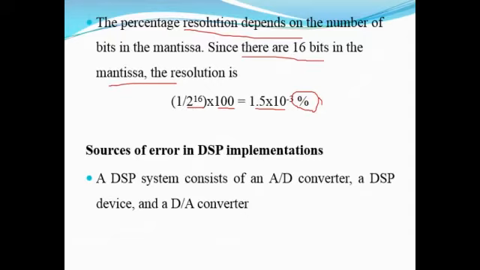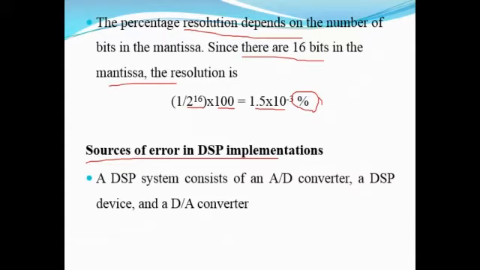Now coming to the sources of error in DSP implementation. Whenever we consider the sources of error in DSP implementation, we come across 3 different concepts. Initially, the real-time signals are analog in nature, and these analog signals are to be converted to digital, because the DSP cannot process an analog signal. It requires a digital signal to process. So we convert the analog signal to a digital signal using an A to D converter.